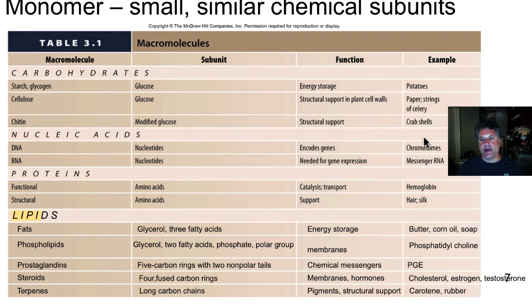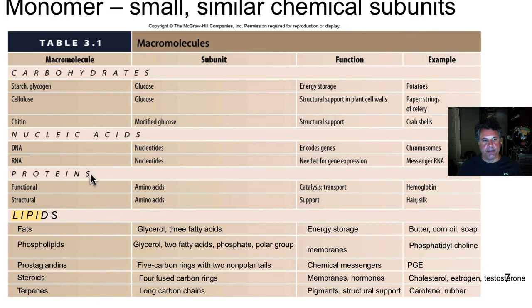Examples, DNA is found in chromosomes, and RNA, a type of RNA called messenger RNA, is used as the messenger that links the gene to proteins. And we'll talk about the coding and decoding of genetic information. We will see that messenger RNA is very important.